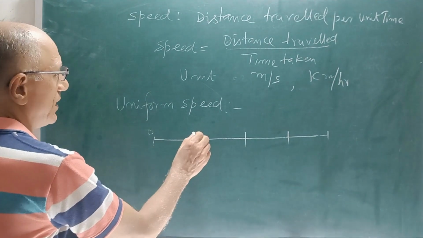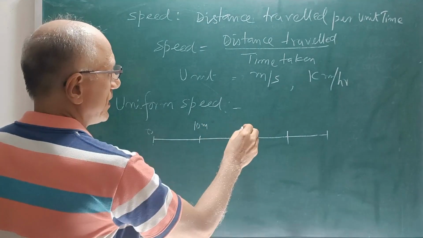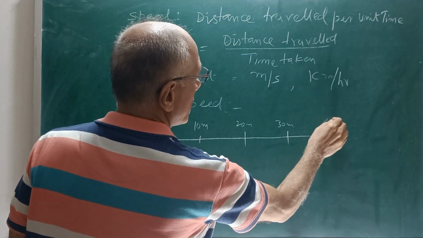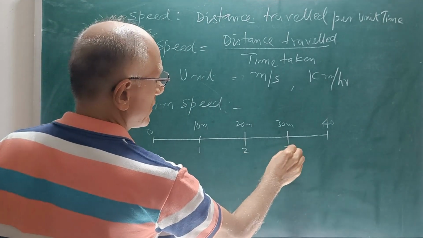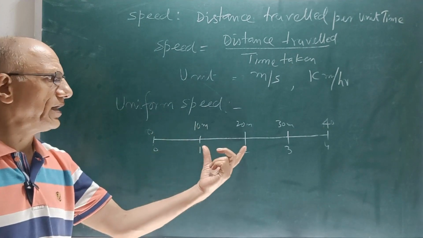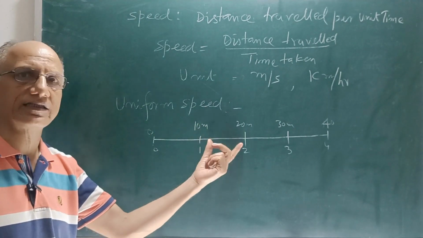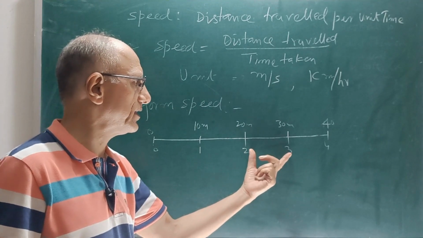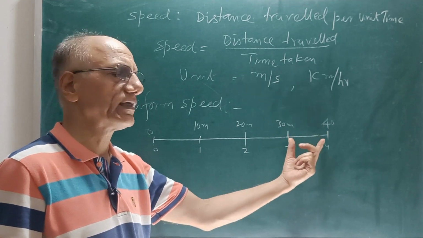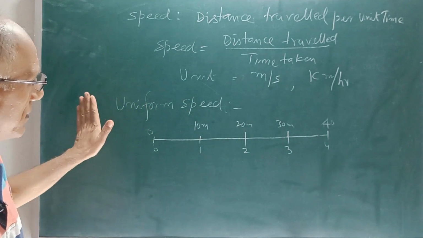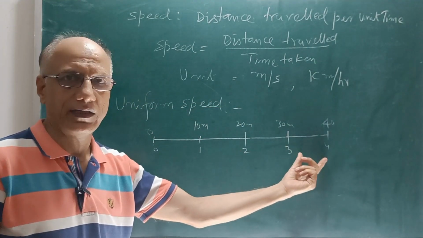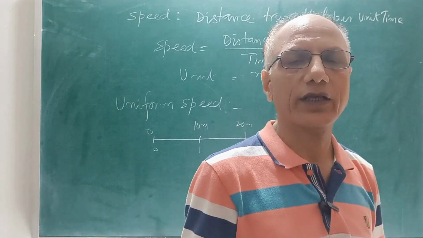Suppose it is 0 meter, then 10 meter, then 20 meter, then 30 meter, then 40 meter, and the times are 1 second, 2 second, 3 second, and 4 second. So in 1 second it is traveling 10 meter, in another 1 second it is traveling 20 minus 10, that is 10 meter, again in the third second it is traveling 30 minus 20, that is 10 meter, and in the fourth second it is 40 minus 30, that is again 10 meter. So the body is covering equal distance in equal intervals of time. So the speed is called uniform speed.